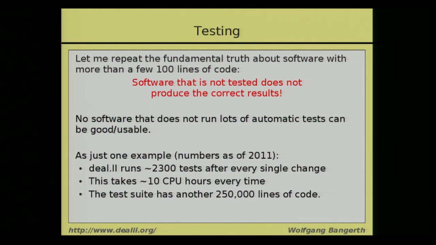So in the case of deal.II, for example, back in 2011, we had approximately 2,300 tests. Today, it's, I think, 2,800 or so. We have a repository. We talked about Subversion and Git. We have an SVN repository that tracks all of the changes that we make. Every time somebody makes a change, whether it is a big new algorithm or just a typo fix in the documentation, every time a change happens, we run the entire test suite of all 2,800 tests. Back in 2011, this took approximately 10 CPU hours. I think today it's probably closer to 12 or 13.